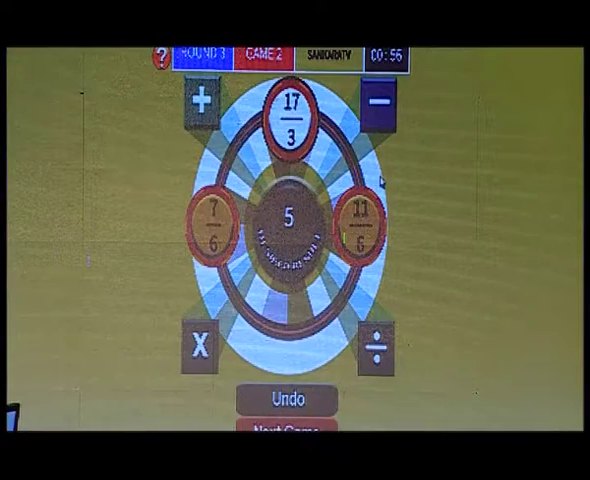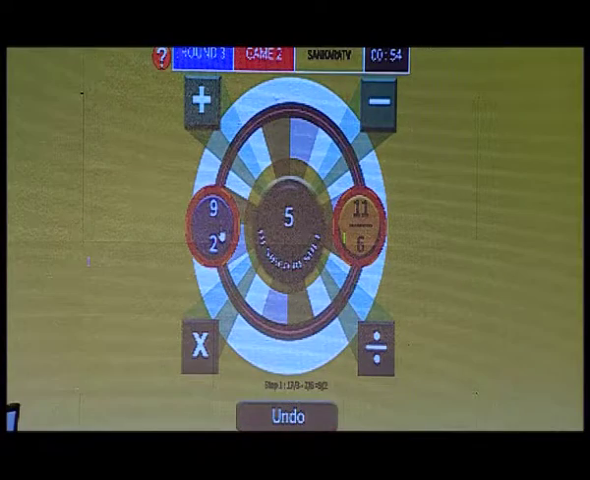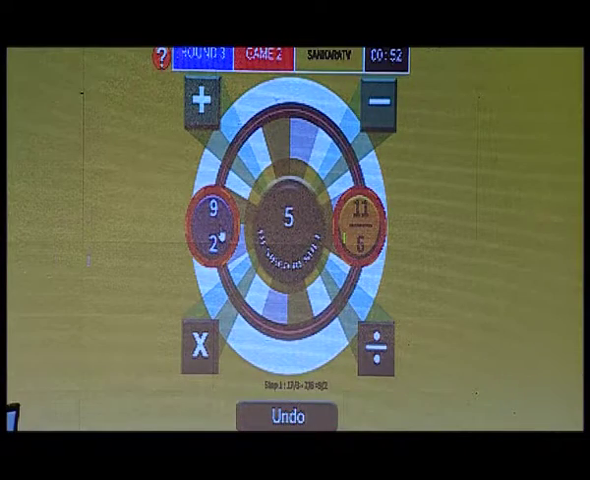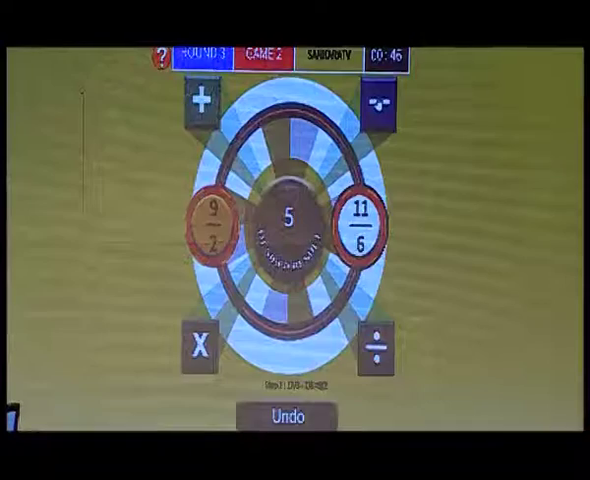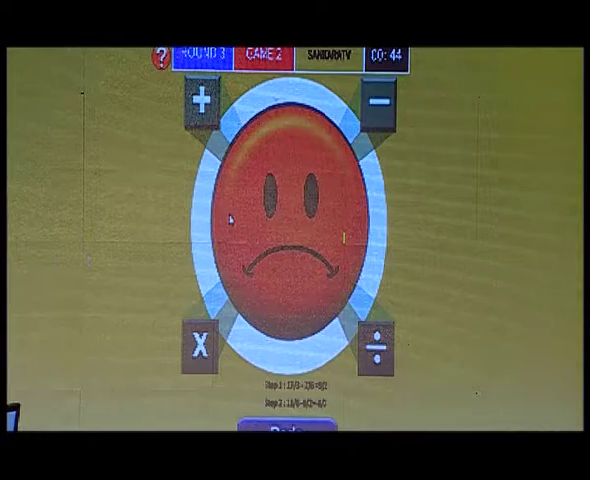Step 1 was 17 by 3 minus 7 by 6 is equal to 9 by 2. 17 by 3 minus 7 by 6 is equal to 9 by 2. 11 by 6 minus 9 by 2 is equal to 8 by 3. That was the mistake you made. You went off somewhere there.